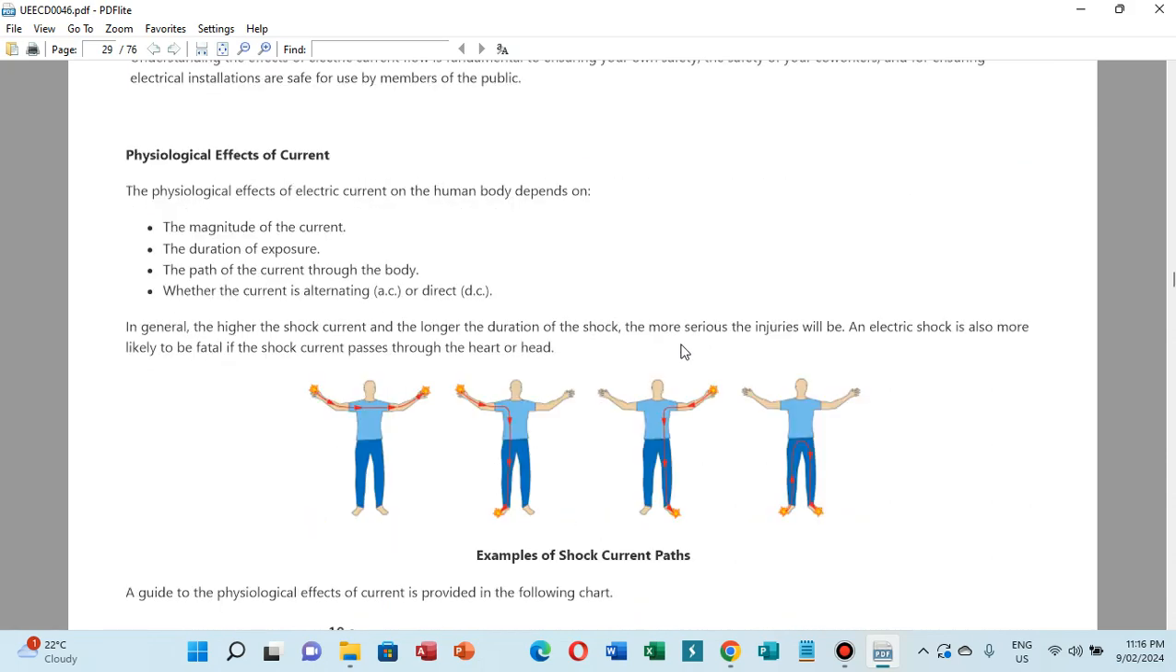And that's why we study the physiological effect of the current. When the electrical current flows into the body, you can feel the electrical shock. That electrical shock depends on the magnitude of the current, the duration of exposure, the path of the current through the body, and whether the current is alternating current or DC current. Those affect the physiological effect caused by the electrical current.